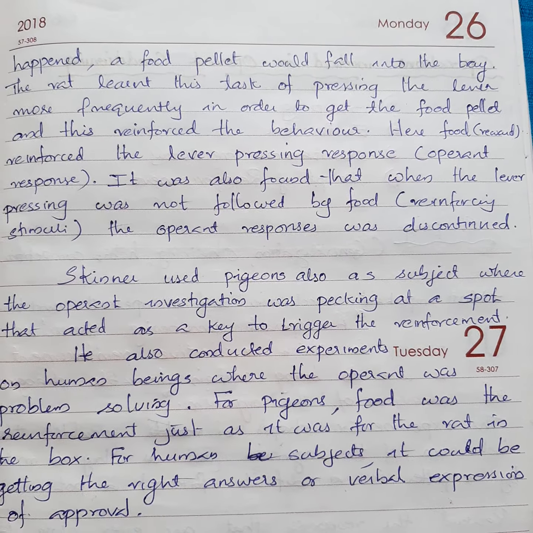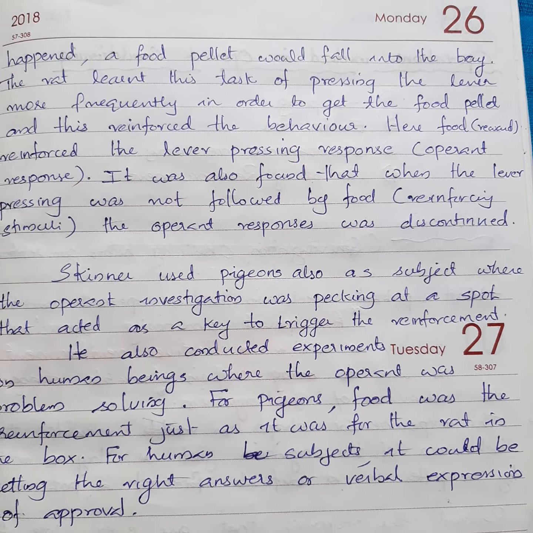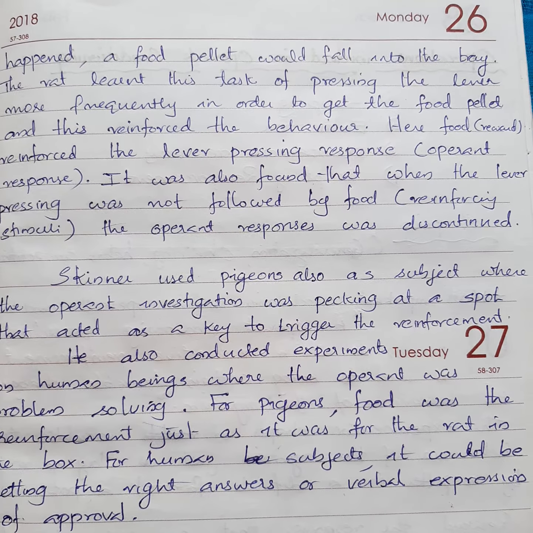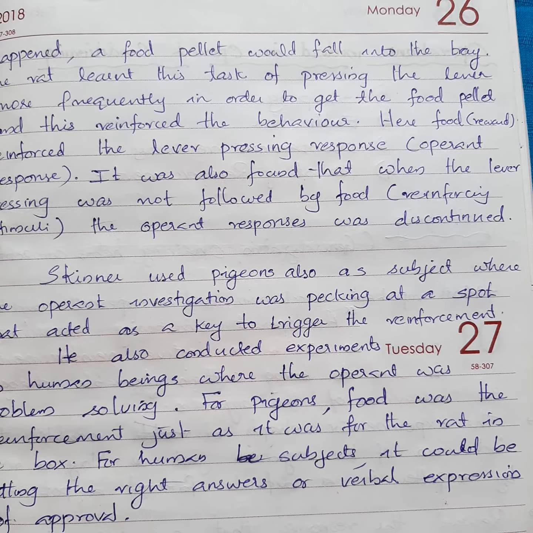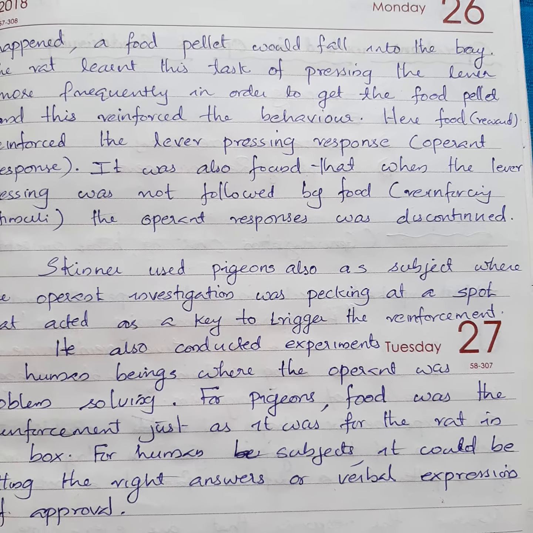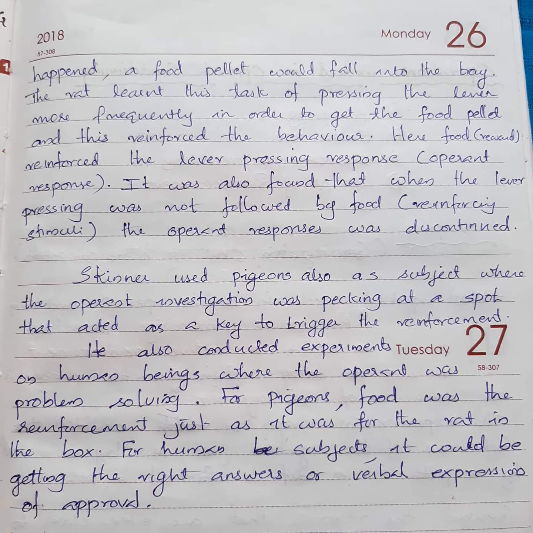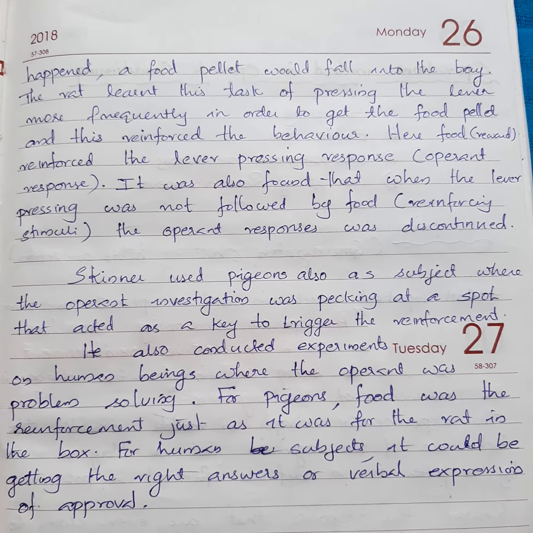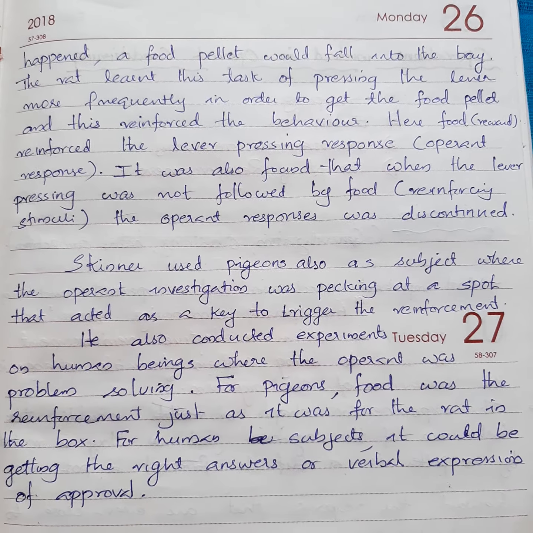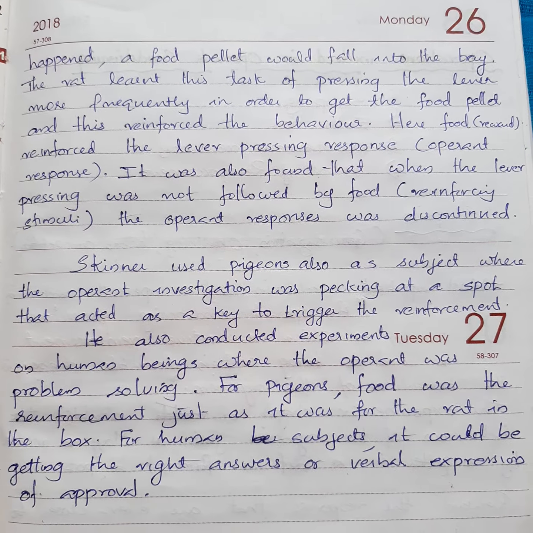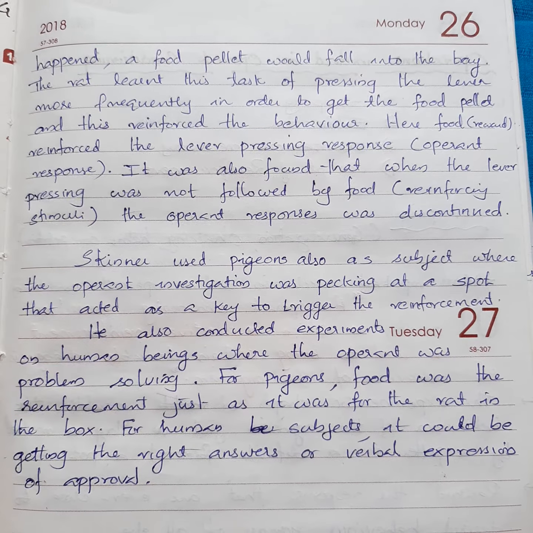In Skinner's experiment, reinforcement plays a major role. He defines reinforcement as an effective action to strengthen the behavior, and a reinforcer as any event that increases the possibility that the behavior will occur again. He also conducted experiments on human beings where the operant was problem solving. For the pigeon, food was the reinforcement, just as in the case of the rat in the box, but for human subjects, it could be getting the right answers or verbal expressions of approval.